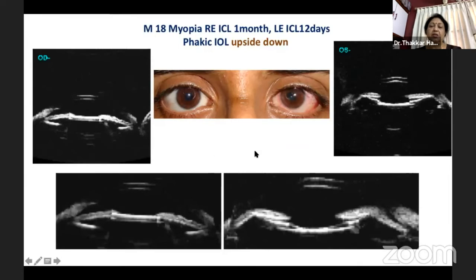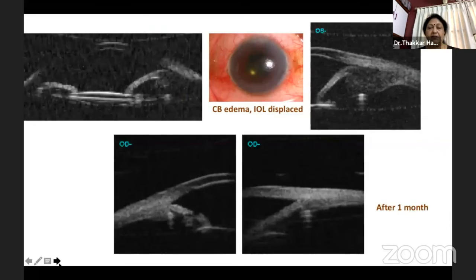This young myope had phakic IOLs in both eyes. In one eye he was very happy; the fellow eye had intermittent redness and diminution of vision, and all the examinations, slit lamp, gonioscopy, ASOCT, didn't show anything. Then UBM showed that the phakic IOL was inserted upside down. It was removed and reinserted. The patient was very happy thereafter.